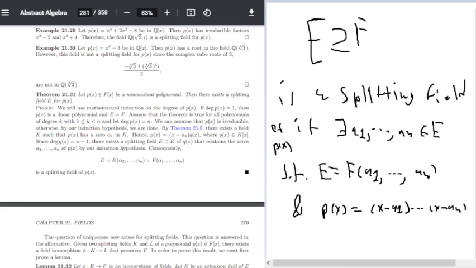We can assume that p of x is irreducible. Otherwise, by our inductive hypothesis, we're done. By theorem 21.5, there exists a field K such that p of x has a root alpha 1 in K. Hence, p of x is equal to x minus alpha 1 times q of x, where q of x is in K of x. Since the degree of q of x is equal to n minus 1, there's a splitting field E, a superset of K, of q of x that contains the zeros alpha 2 all the way to alpha n of p of x by our inductive hypothesis. Consequently, E is equal to K adjoined alpha 2 through alpha n, which is equal to F adjoined alpha 1 all the way to alpha n, and is a splitting field of p of x.